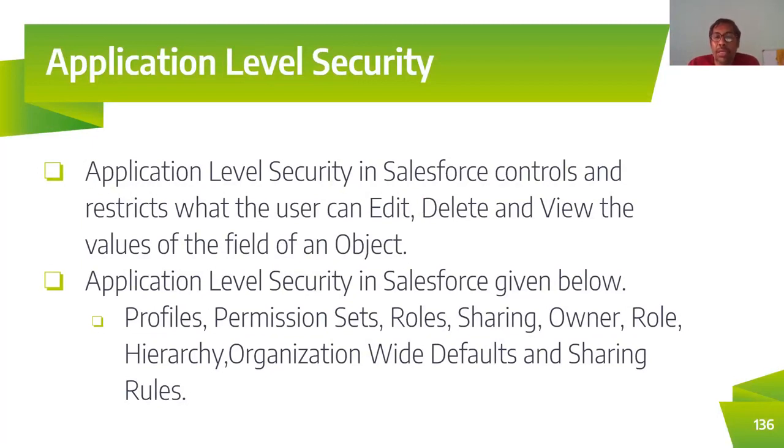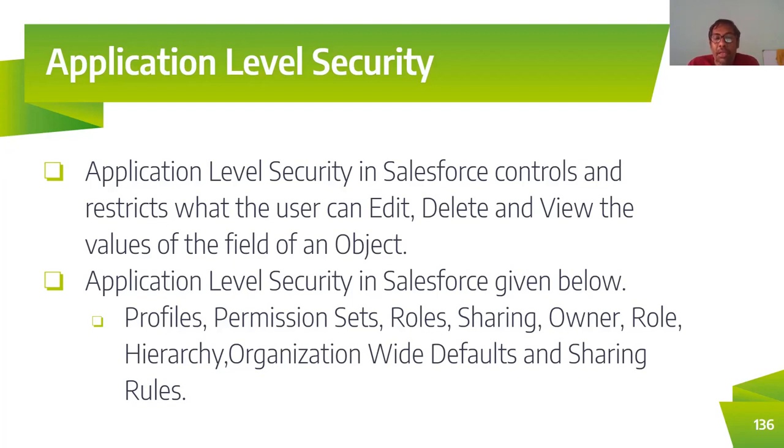With application level security, Salesforce controls and restricts what a user can edit, delete, and view, the values of the fields of an object. So on the object, you enter some values, right? It helps restrict the user, controlling the user to edit, delete, and view the values of the fields on the object, for which we go for application level security. So you open the application, you enter some data there. When you try to enter some data, unwanted data will be restricted. For editing, for changing, you will not be allowed, you will be restricted. That is called application level security.